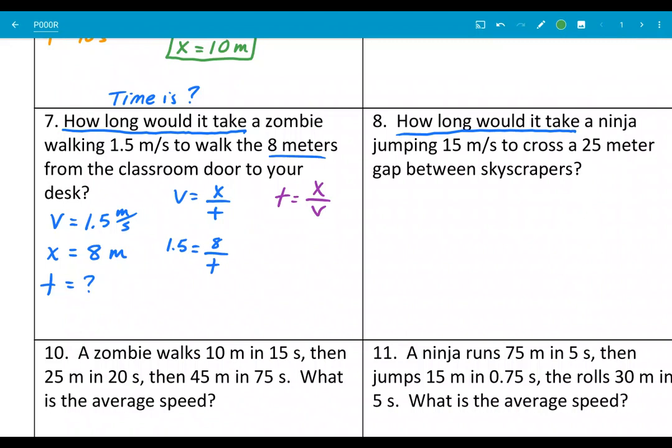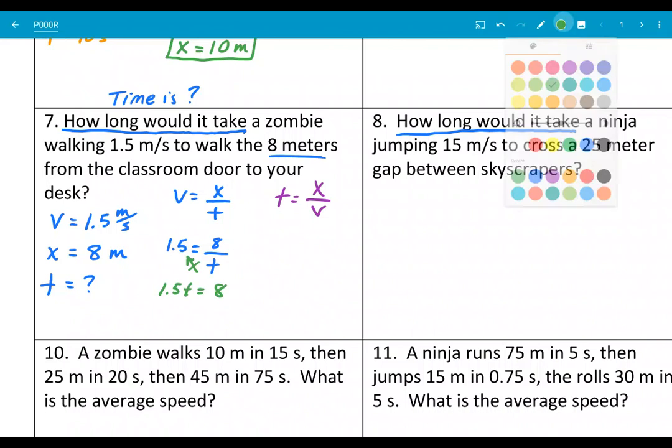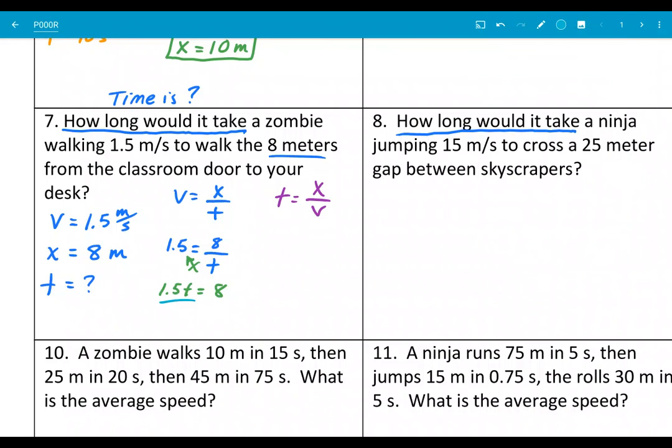Another way, instead of multiplying both sides times t, another way that I like to do it is cross multiply. I made up my own symbol for cross multiply. At least I think I did. It looks like that, right? It looks like you're multiplying across, I think. 1.5t equals 8. Then our next step is divide both sides by 1.5, right?